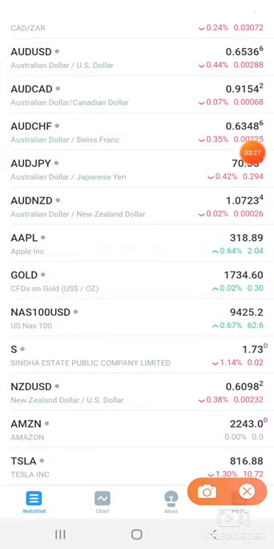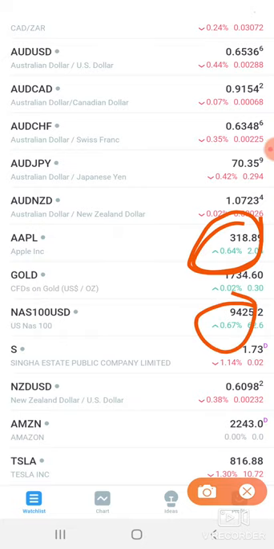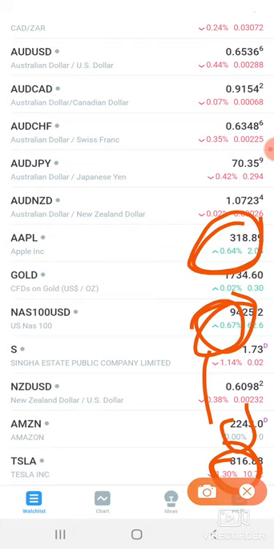Apple is the major company. Apple is the biggest company on Nasdaq. As you can see, it was rising 64%, and Nasdaq was rising 67. If you look at Amazon and Tesla, Tesla was falling by 1.8%, but still Nasdaq was going up. So Apple is the major company, the company which pushes Nasdaq up.